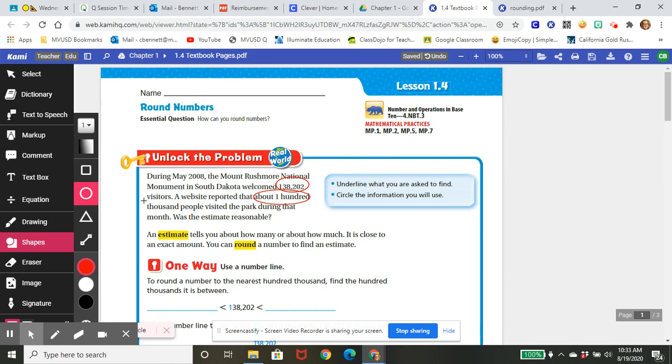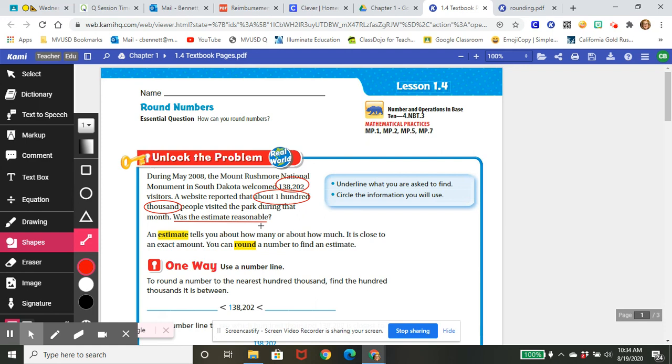About 100,000 people visited the park during that month. Was the estimate reasonable? Let's underline that question. Was the estimate reasonable? Okay. So here's the information I know. Let's go back over it. The monument welcomed 138,202 people. And the website said that it was about 100,000. And what we want to know is, was the estimate reasonable?